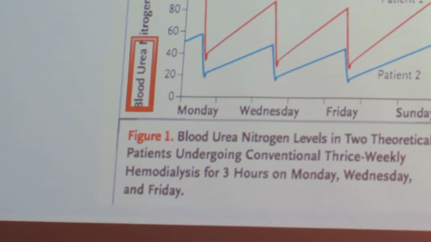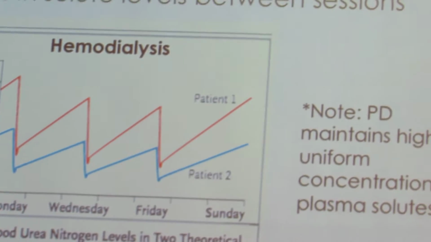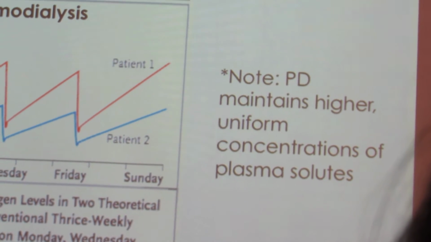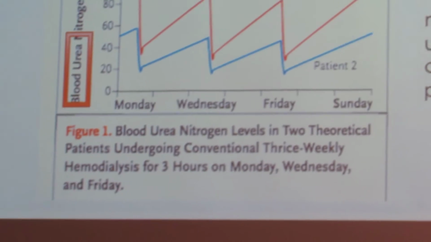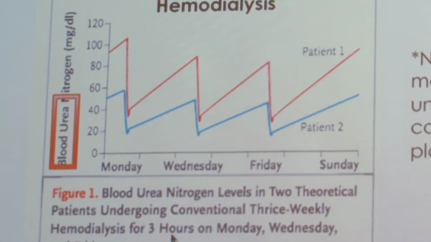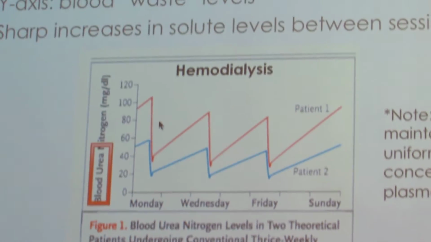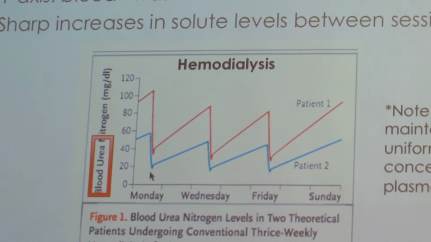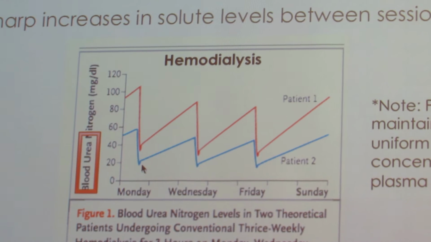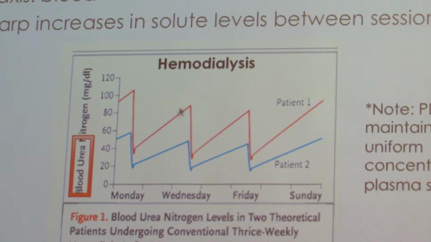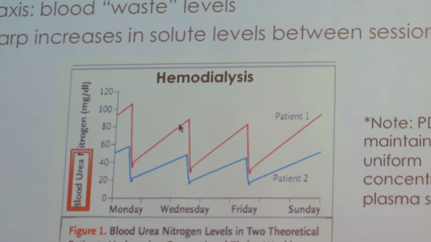But basically this graph shows the amount of urea that's present in the blood on the y-axis over time. These patients were undergoing hemodialysis 3 times a week, and it says they underwent hemodialysis on Monday, Wednesday, and Friday. At those dates you see lower levels of blood urea, and on the days that they didn't undergo hemodialysis, the levels of urea in the blood increased. Does this graph make sense to everyone?